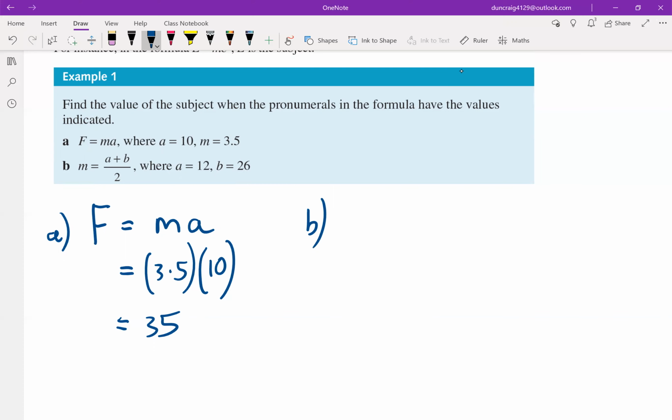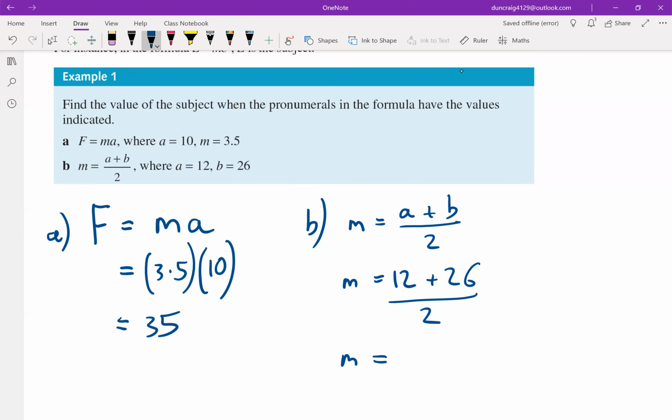For the second one here, I've got m is equal to a plus b over 2, and do we know what that is? That is an average formula right there, the average of two values. So I'm going to put in the values that I've got. m is equal to, a is 12, b is 26, all over 2. So 12 and 26 is 38, and 38 divided by 2 is 19. There we go, nice and easy. Just put the values in, pump out an answer.